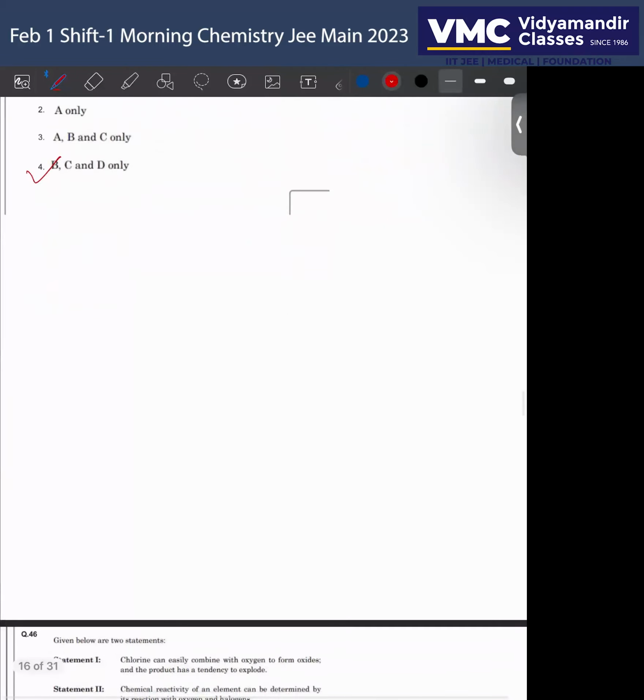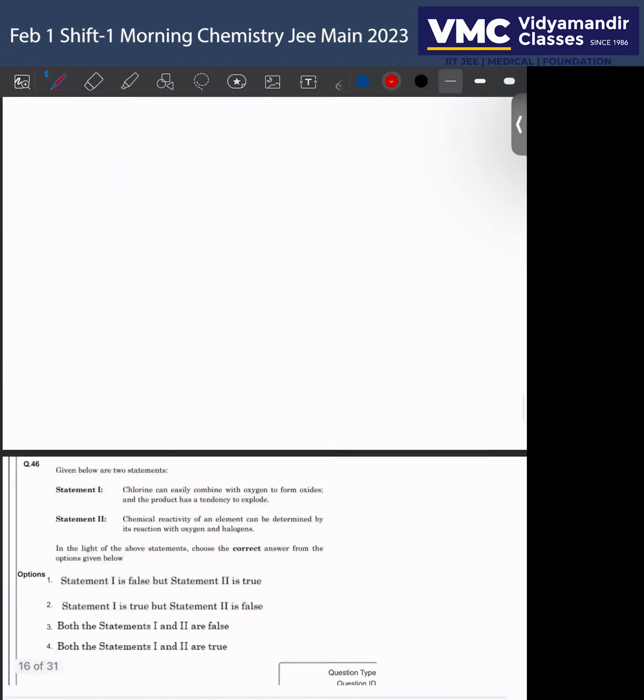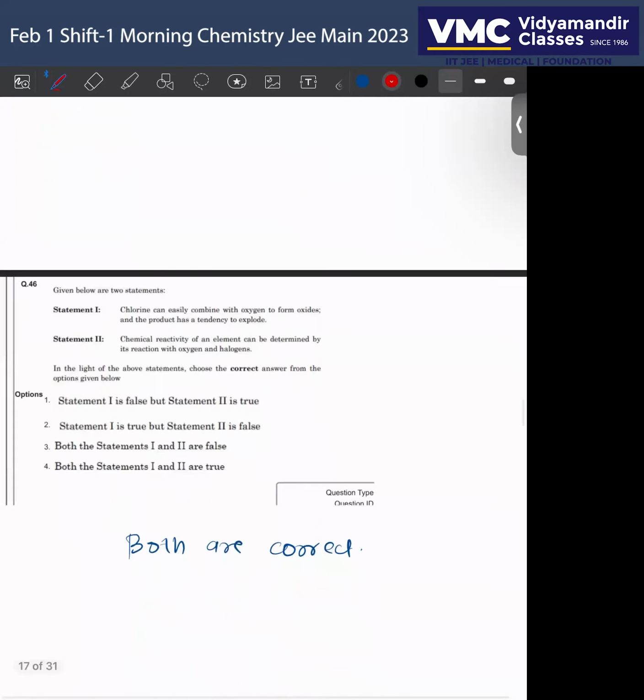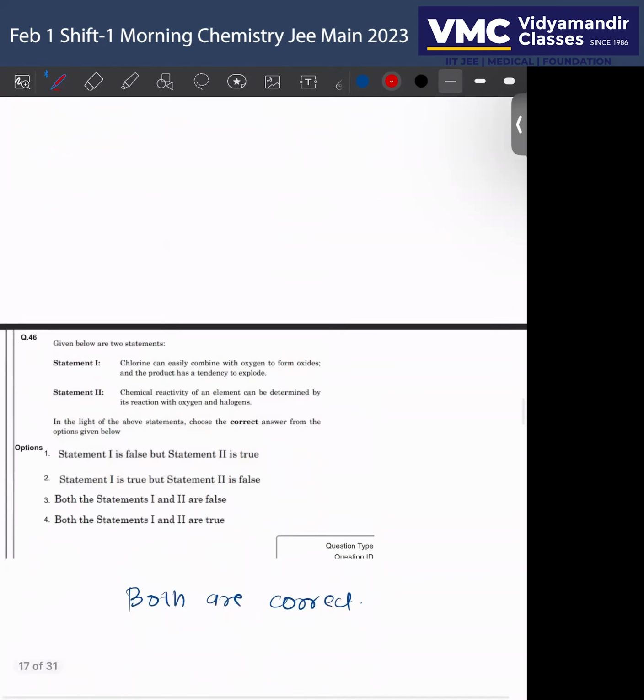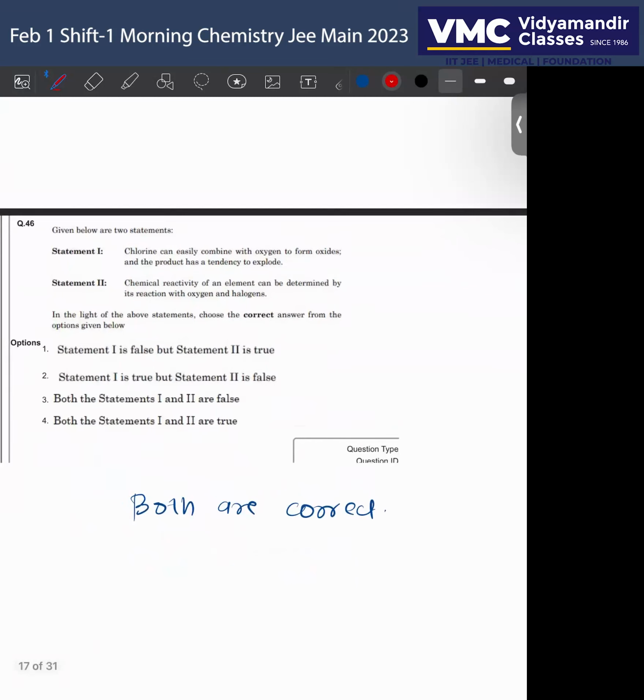Okay. Moving on to question number 46. Given below are two statements. Statement number 1 says that chlorine can easily combine with oxygen to form oxide and produce a tendency to explode. That is correct, because chlorine forms many oxides with oxygen, and all these oxides are explosive in nature.